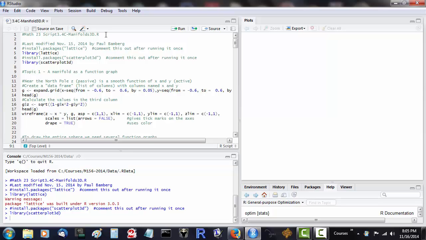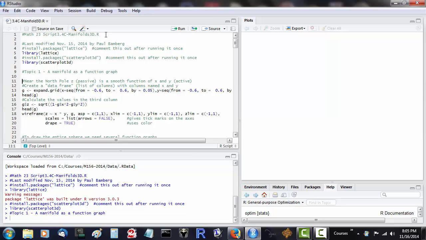So let's start by using the definition of a manifold. It is a function graph. And let's think about the unit sphere. Near the North Pole, if we know the values of x and y, we can calculate the value of z.